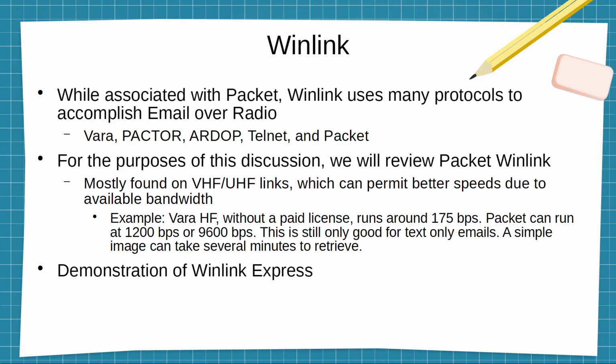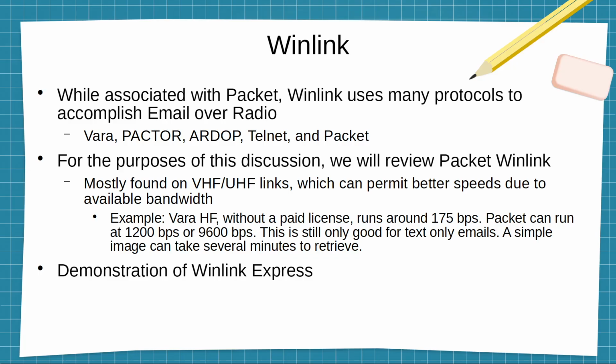Mostly you're going to find these nodes on VHF, UHF frequencies because they can permit better speeds due to the available bandwidth. So for example's sake, VARA HF without a paid license runs around 175 bits per second. Packet, you can have it run at 1200 or 9600 bits per second. Now, this is still really only good for text-only emails. If you need to download an image, you could be looking at several minutes of transmission to get that image in. So I'd still advise keeping it pretty basic to text-only emails, but it is a faster option than some of what's available on HF.